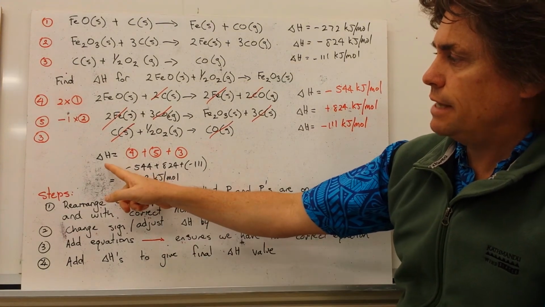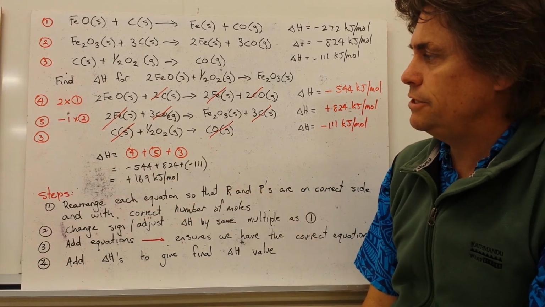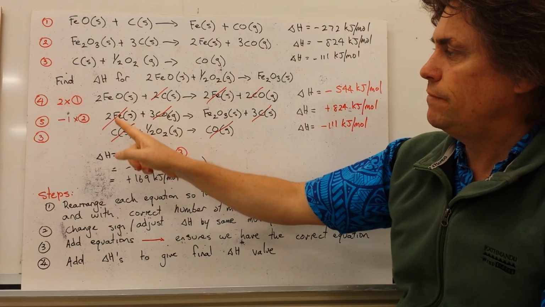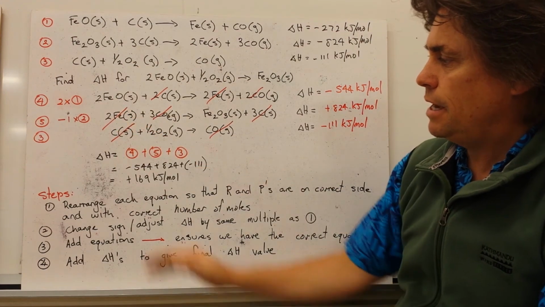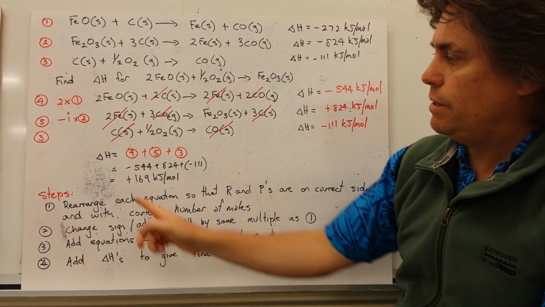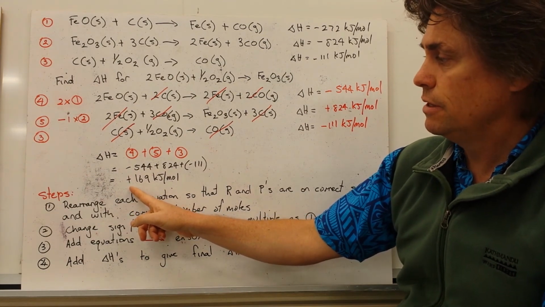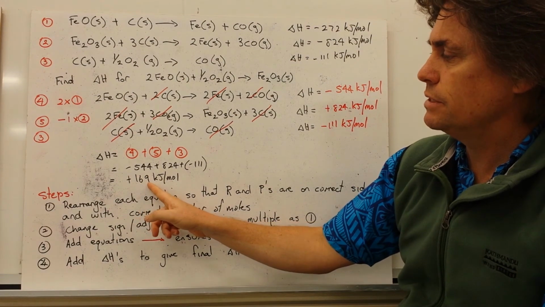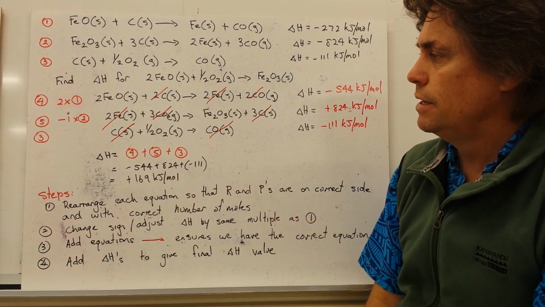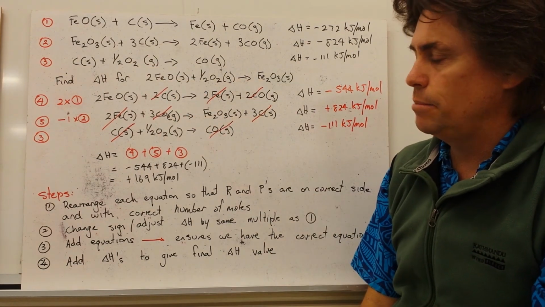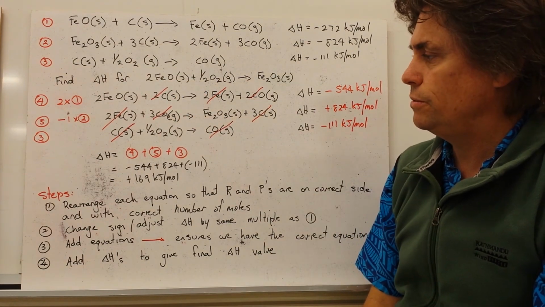We can now look at calculating our change in enthalpy. And for that, we need to add reaction number 4 to number 5 and number 3. And if we calculate that value, we come out with a number of plus, so it's an endothermic reaction, 169 kilojoules per mole. So the change in enthalpy for this particular reaction is plus 169 kilojoules per mole.